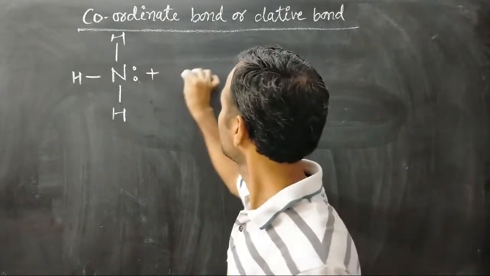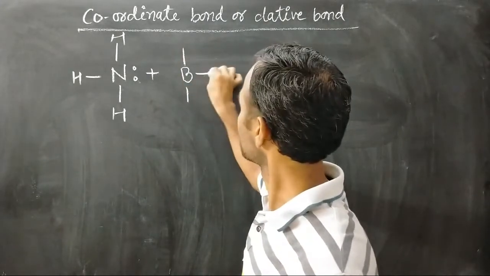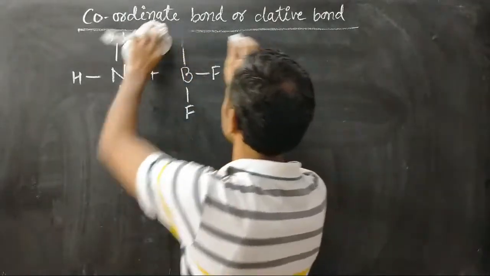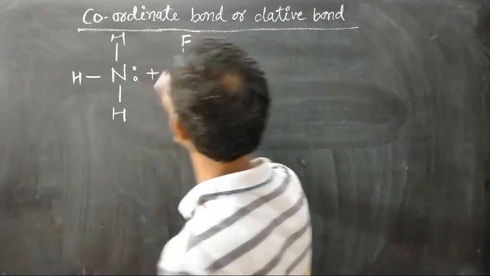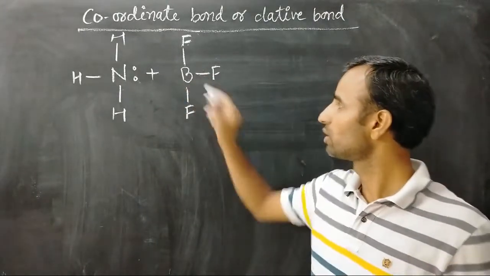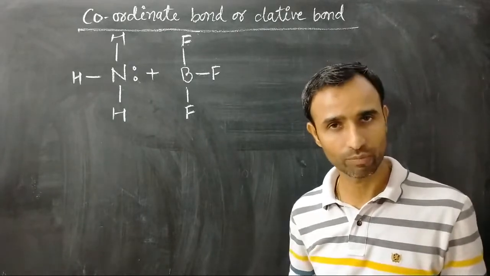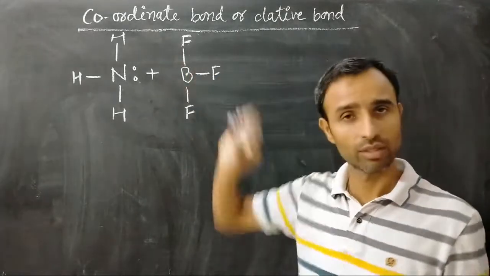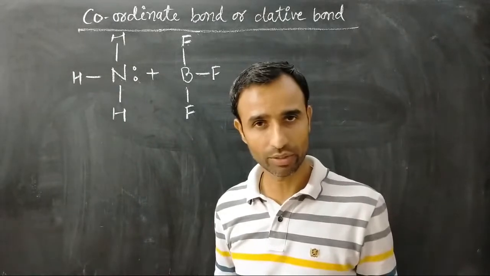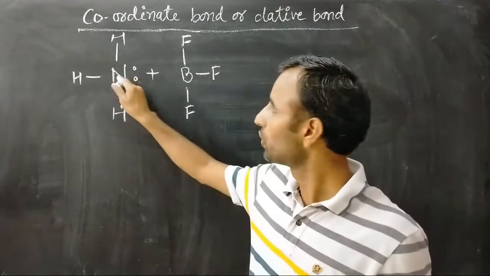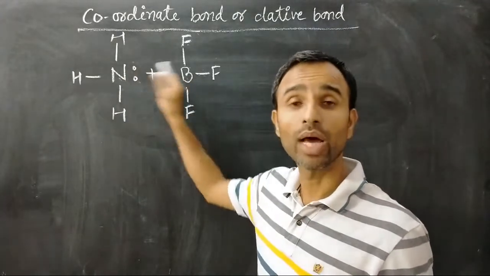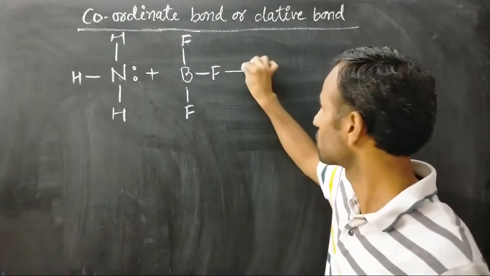Now when it comes in contact with BF3, in BF3, boron has 3 valence electrons. All 3 are shared with the 3 fluorines. Now, how many electrons does it have? 6 in its valence shell. Ammonia has 8, complete. But if ammonia shares its electron pair with boron, then both have an octet of electrons like this.